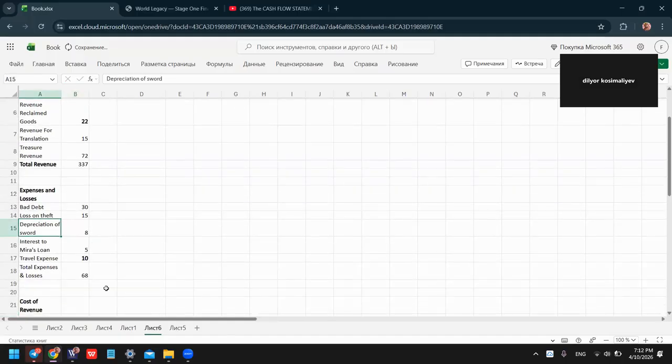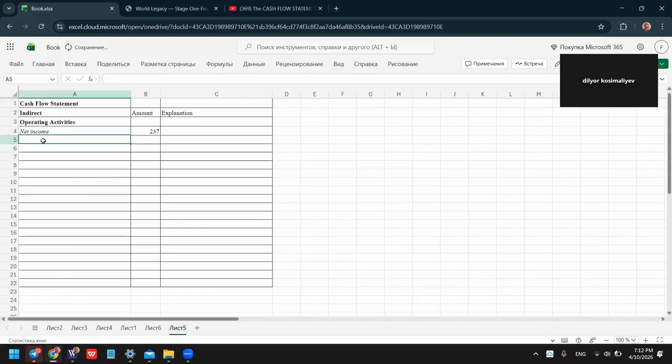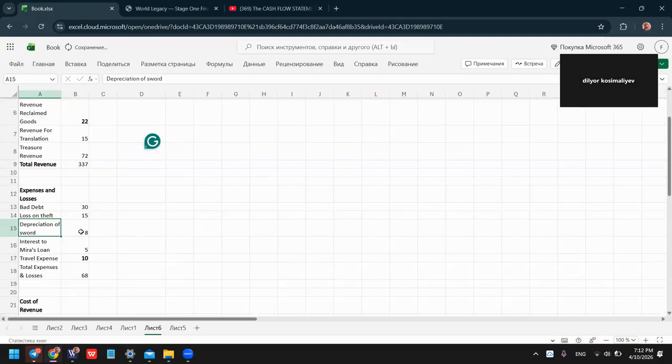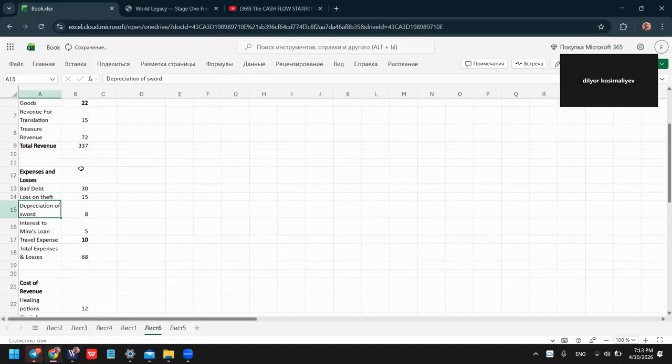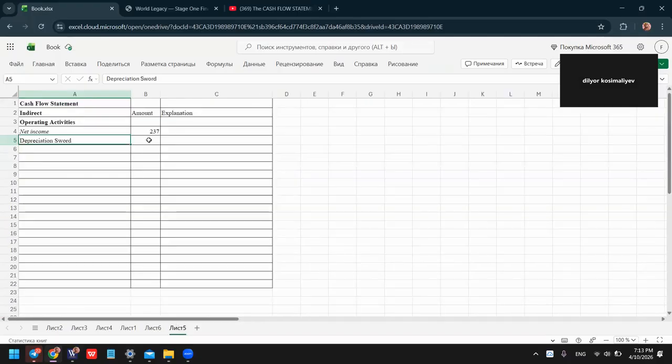And here we have the depreciation of sword. As we can see, it was deducted from our net profit as an expense, but it doesn't include a cash transaction, so it doesn't affect our cash balance. That's why we add it back to our balance. So plus 8, it will be just 8, right? So that's why it is here.